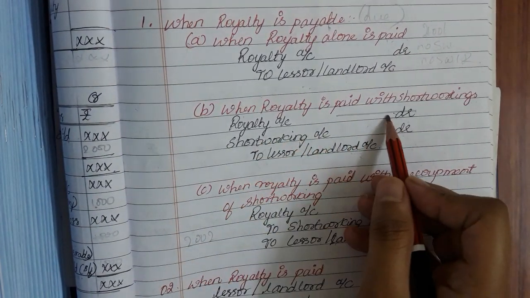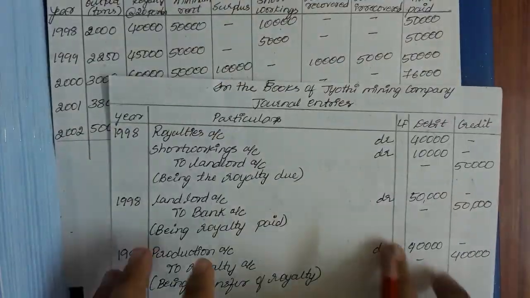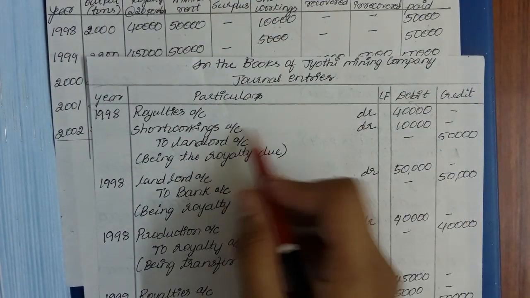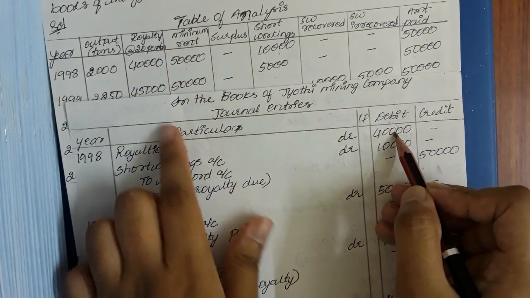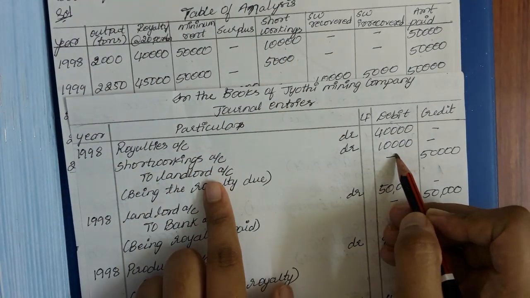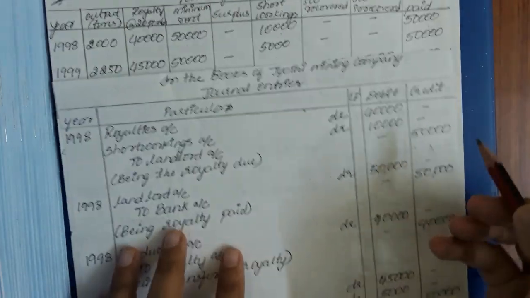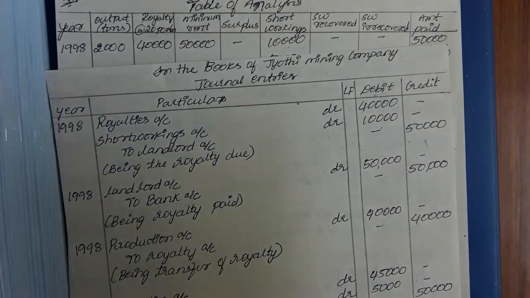What is the entry? Royalty account debit, short workings account debit to lessor or landlord account. So you can see royalty account debit, short workings account debit to landlord account. What is the royalty? You earn 40,000 as the royalty. What is the short workings? Short workings is 10,000. How much did you pay the landlord? 50,000 is the value you paid to the landlord. So in the first year, one entry is over, the due entry is over.